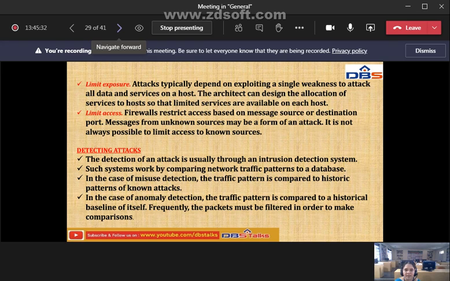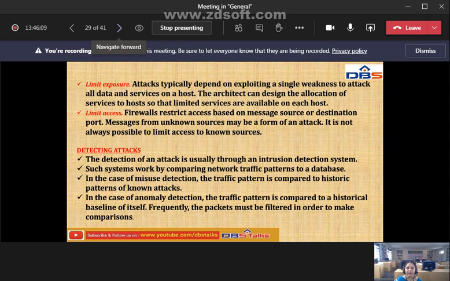Messages from unknown sources may be a form of an attack. Sometimes messages come from unknown sources, and those unknown sources may be a form of attack. So it is not always possible to limit access from unknown sources, and it is not possible to always control unwanted accesses. Sometimes it is difficult to control.